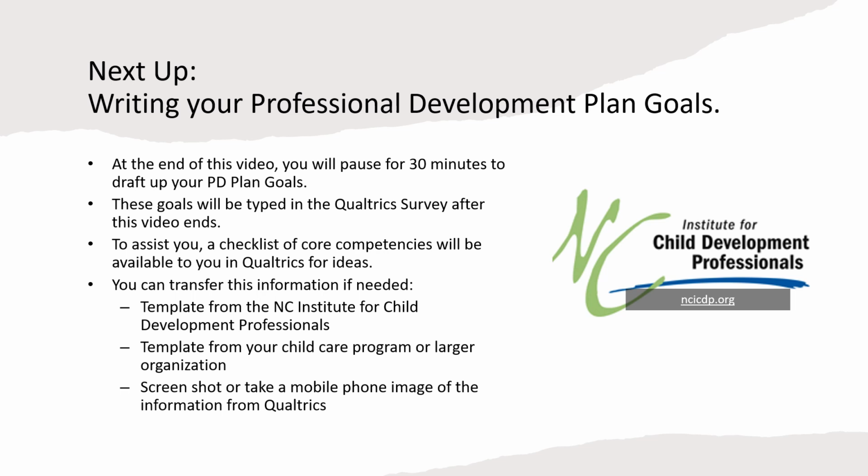Once you have your draft goals developed, you can transfer this information from Qualtrics into a template from the North Carolina Institute for Child Development Professionals. You can certainly use the template from your child care program or a larger organization if they have one. Or while you're working in Qualtrics and have entered your information, you can take a screenshot of it or take a mobile phone image so you can have a record of it. This will also be emailed back to you after you submit the survey as well. So you'll have this information.